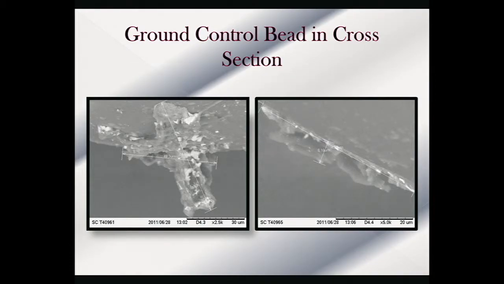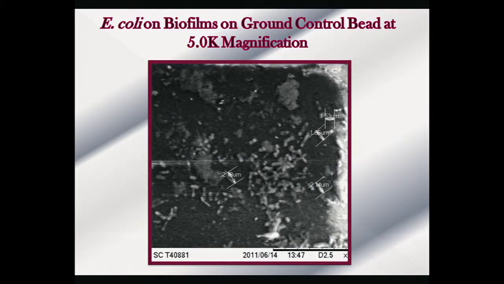Additional to our ground control beads, we also did a cross section to give us a better idea of the thickness, the width, and the length. Here on the left, you can see where we did measurements, and this is at 2,500 magnification, and on the right is at 5,000 magnification. This is another example of our ground control bead at 5,000 magnification. We zoomed in and were able to identify that we had individual cells of E. coli.